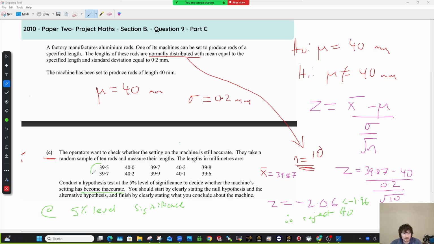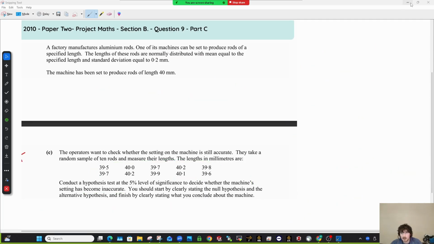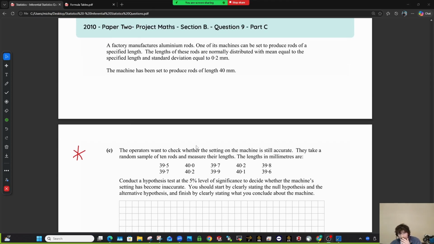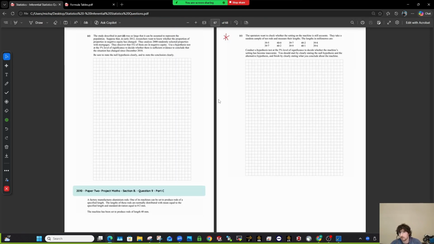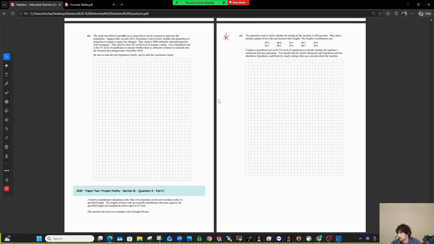Okay, so that was a cool question. I did that because they actually made us work out the X bar, which is quite unique. Okay, so that covers us. If you've watched all those 4 parts on these past paper questions you should know on inferential statistics, you should be really well prepared for the types of questions that come up because we've basically covered all the types of questions that come up.